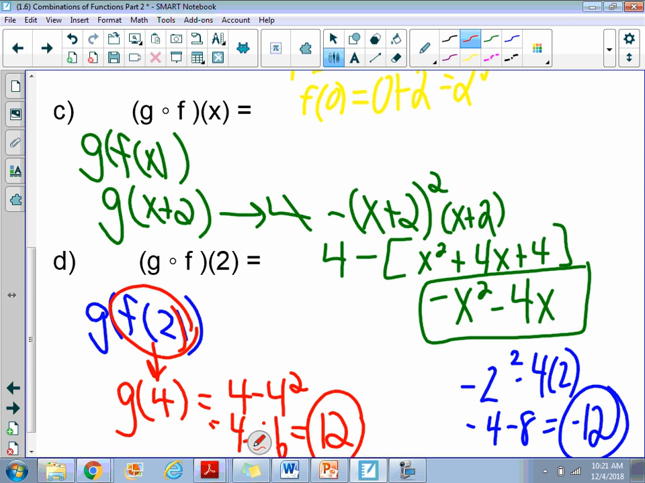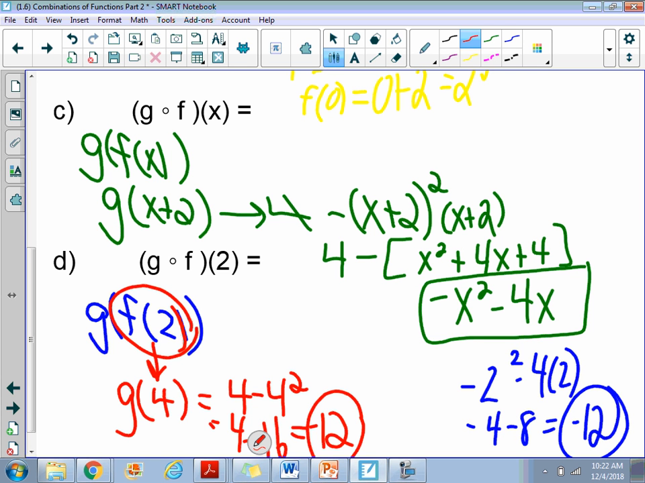Wait, when a number's squared, it turns positive. In this case, it's x that's squared with a negative in front of it. I only plugged in 2, so I'm squaring the 2 and then popping the negative in front of it. The square is not in the parentheses, so the negative is not in the square.